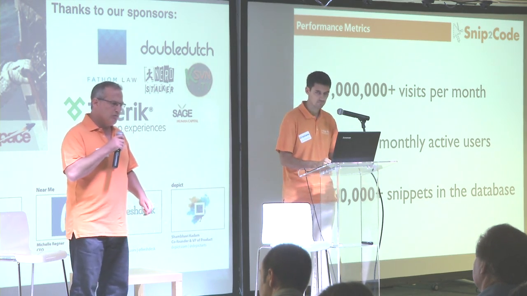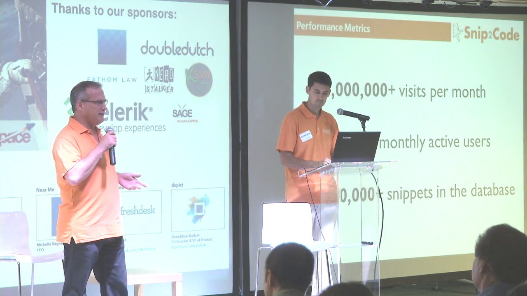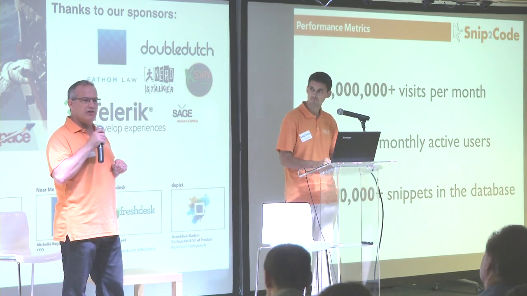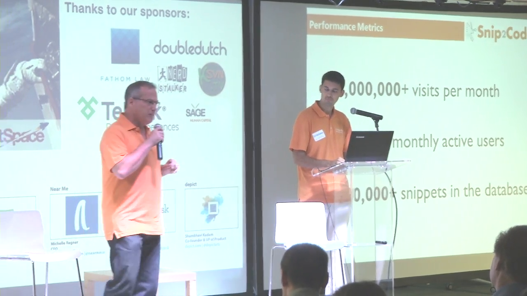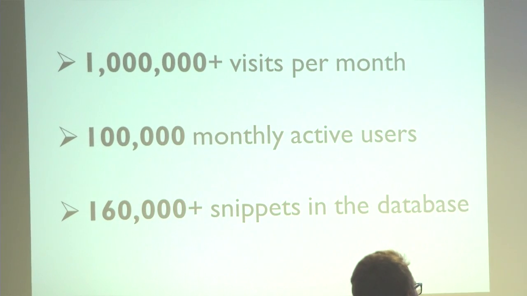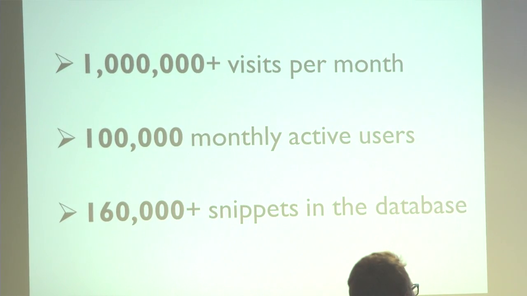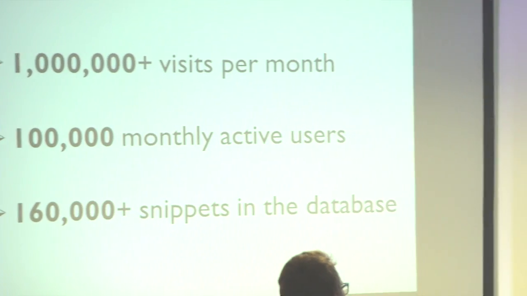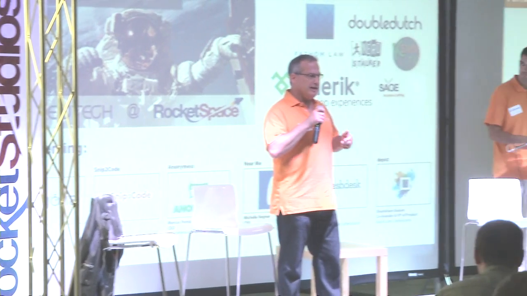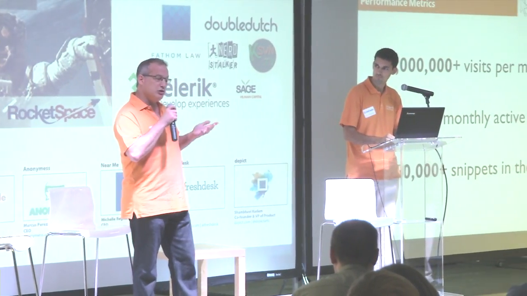Our target customers are dev managers and project managers, and by extension, VPs of engineering and C-level executives. We're already serving over 1 million visits per month to about 100,000 monthly active users, and we have over 160,000 code snippets in our database. And all this growth is organic, with little or no promotion or advertising. This proves that coders are more than willing to adopt Snip to Code and add it to their tool belts.